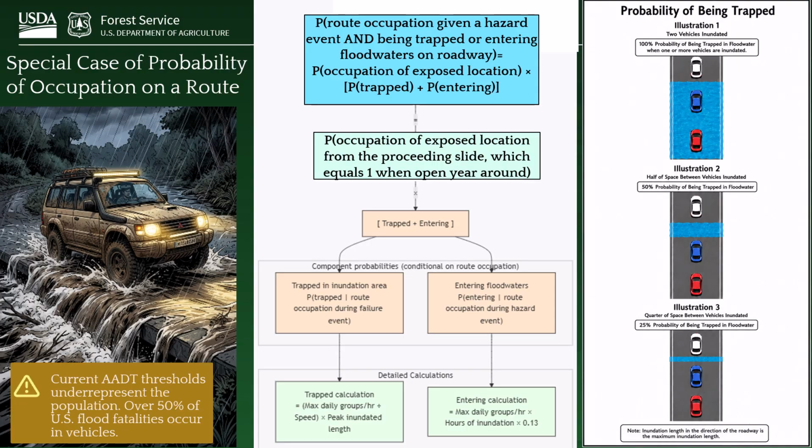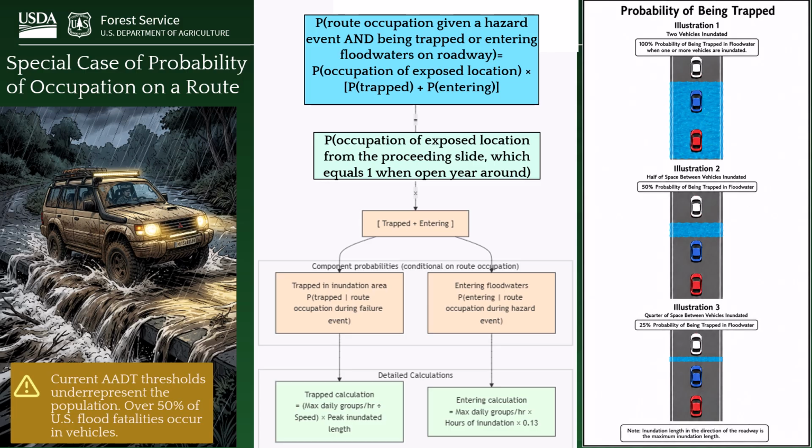Routes such as roads, railways, and trails are considered a special case where two additional factors need consideration. If groups become trapped or if they enter floodwaters either intentionally or unintentionally, over 50% of historical flood fatalities occur in vehicles. The flow chart illustrates decomposition of probability of occupation on routes and being trapped or entering floodwaters. The trap component is calculated with peak groups per hour, travel speed, and the maximum length of inundated lane. The equation is shown in the bottom left box of the flow chart.